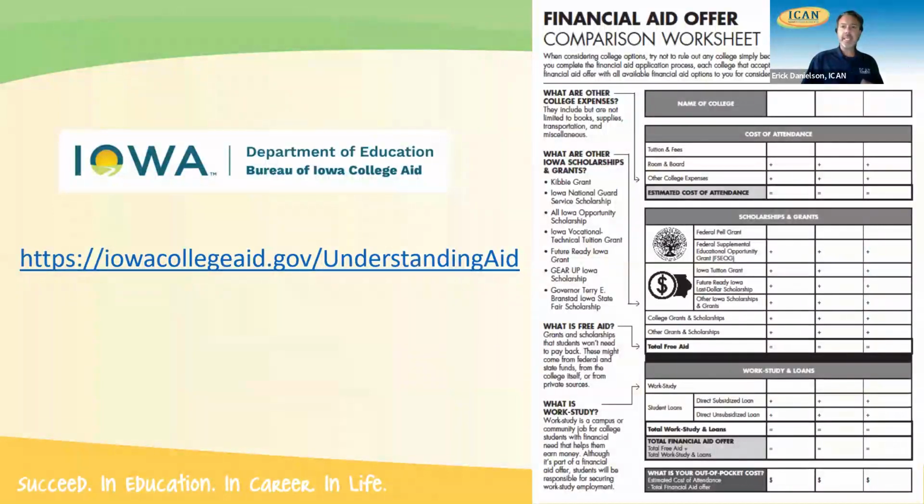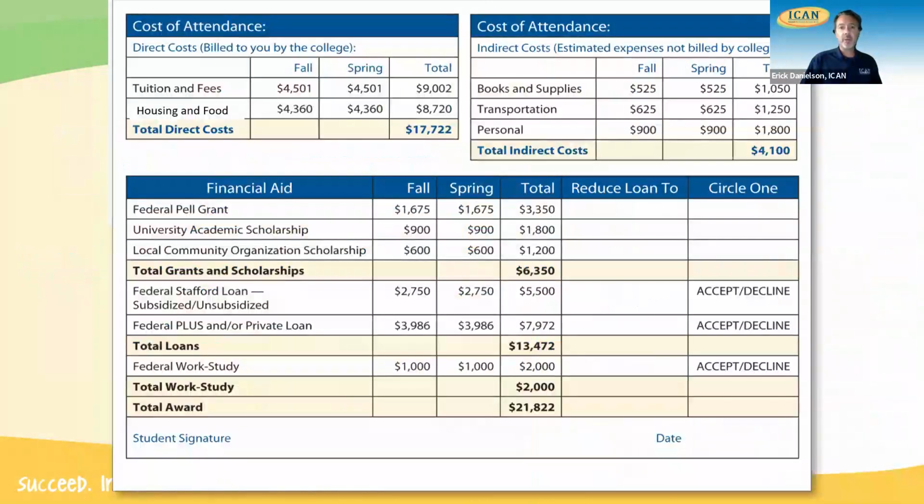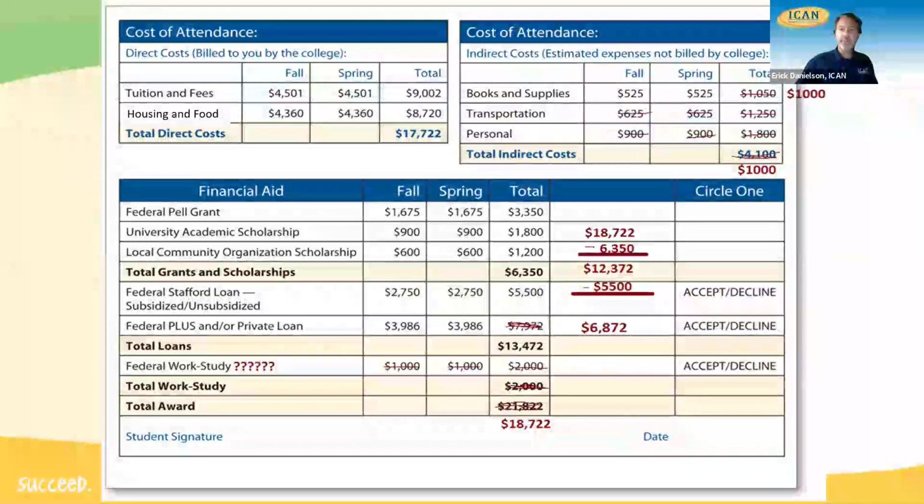If you would like to get a financial aid offer comparison worksheet, I did want to mention that the Bureau of Iowa College Aid has one where you can write down each financial aid offer that you get, and plug in some numbers to do a comparison back and forth between each college and university that is on there. But what we would really like to see you do with these financial aid offers is, first of all, just take the direct costs of the school and do some figuring with that.